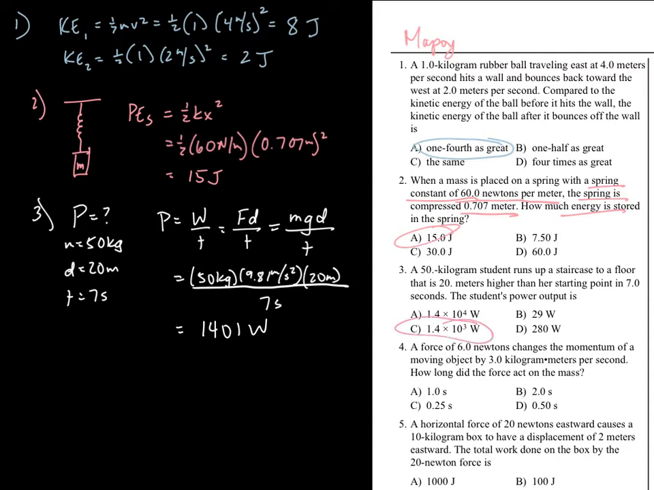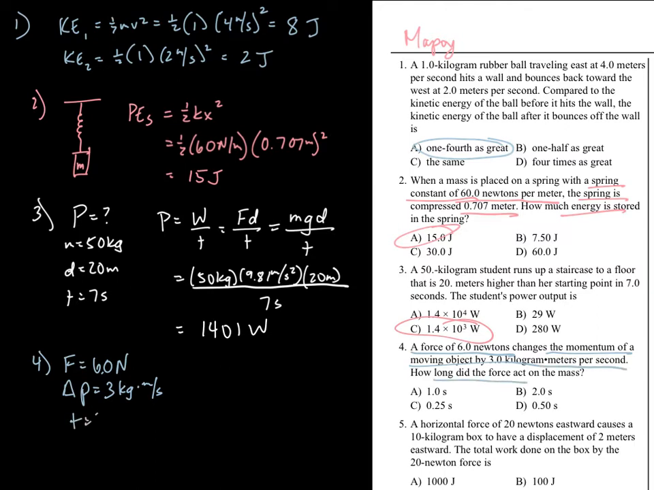Alright, number 4. A force of 60 newtons changes the momentum. So here we have a force of 60 newtons. Oops, I misread that. That's 6.0. Changes the momentum by that much. So delta P, change in momentum, 3 kilograms meters per second. We're looking for how long. How long did the force act?